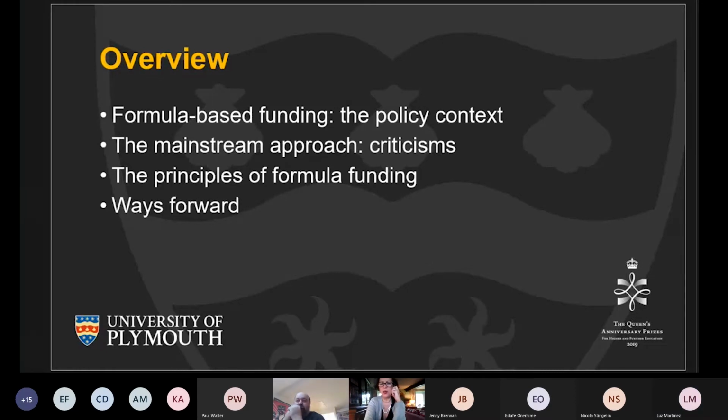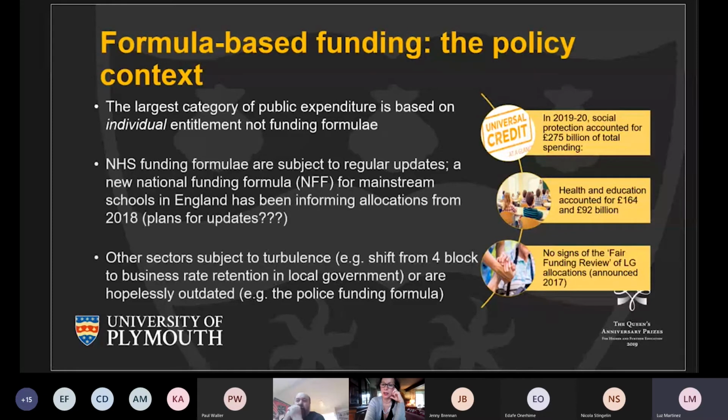So what I am talking about is formula funding for the purposes of allocating resources to areas or units. For example, the new national formula funding for mainstream schools is moving allocations directly to schools and bypassing local authorities entirely. But for the most part, what we're talking about is allocations that go to areas. These might be CCGs, clinical commissioning groups in the case of the NHS, local authorities, police force areas, etc.